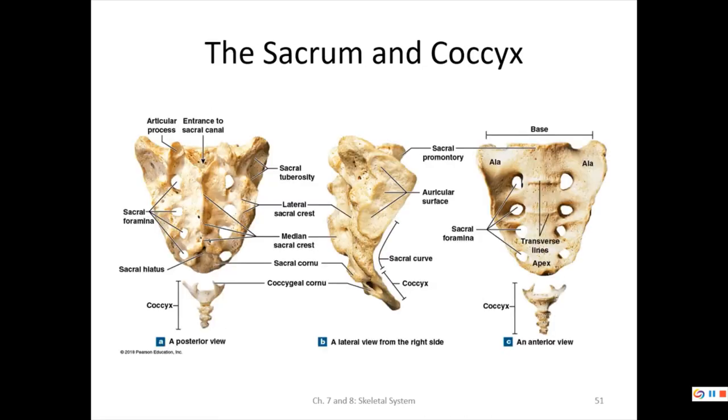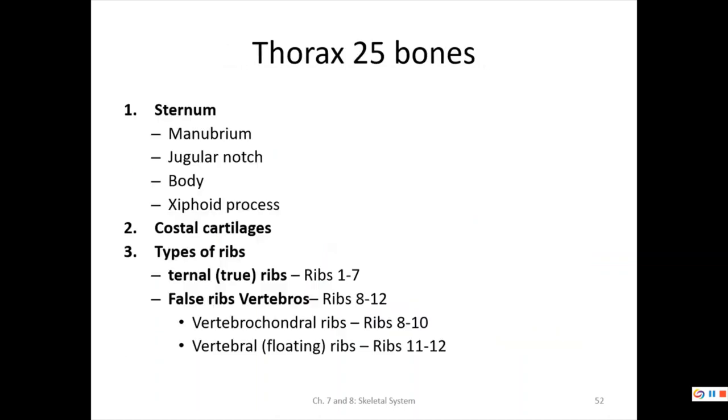And I do have extra things in the images that I pulled from the textbook. It's just that I want to make sure that you guys know that we have that. Okay. Now, let's begin with the thorax. Now, the thorax is a big part of the cage, so to speak, that makes up your chest, involving the sternum, its costal cartilages, and the ribs.